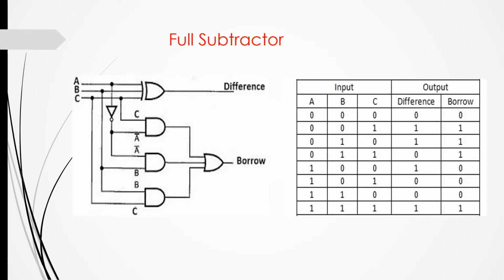Here you can see logic diagram and truth table of full subtractor. There are three inputs A, B and C and two outputs, difference and borrow. In the truth table, you can see difference output and borrow output for all combinations of input conditions.